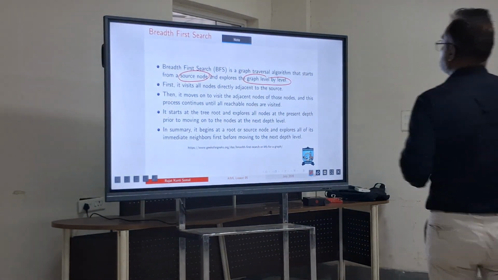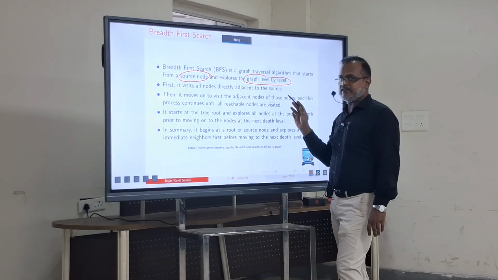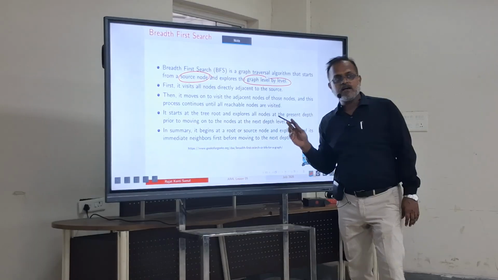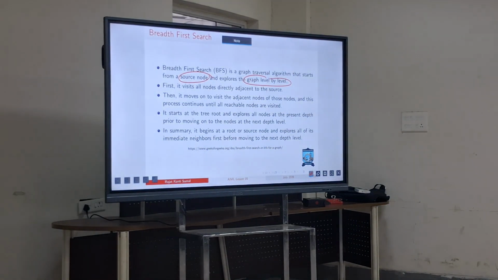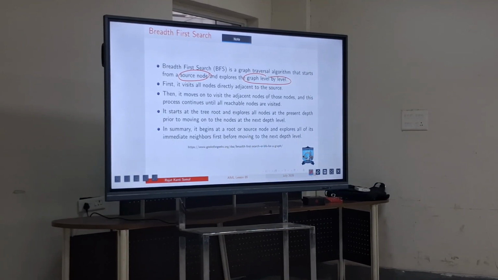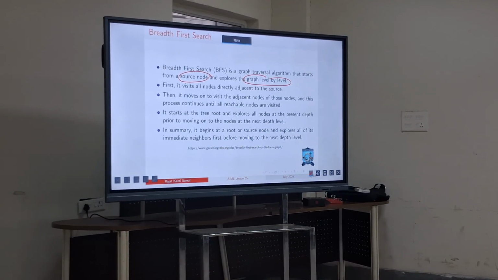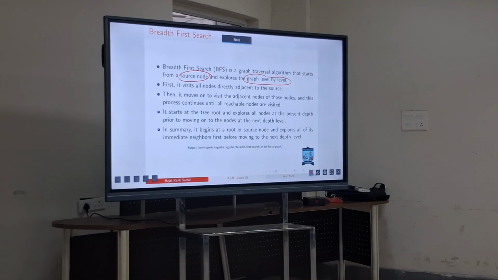So first, you see, it visits all nodes directly adjacent to the source. Maybe you can think, okay, if I am starting with machines, let me see all the machines questions. All machines and power system questions, if I can solve them. After that, suppose you find a subject most difficult, maths, power electronics. Suppose you find power electronics difficult, then leave all the power electronics questions and do them at the end. Okay, group them together.